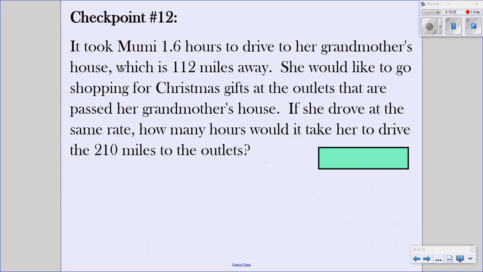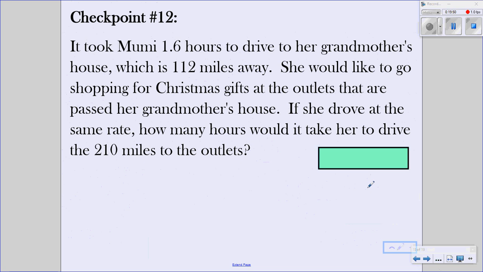It says it took Mumi 1.6 hours to drive to her grandmother's house, which is 112 miles away. She would like to go shopping for Christmas gifts at an outlet that is past her grandmother's house. If she drove at the same rate, how many hours would it take her to drive the 210 miles to the outlets?